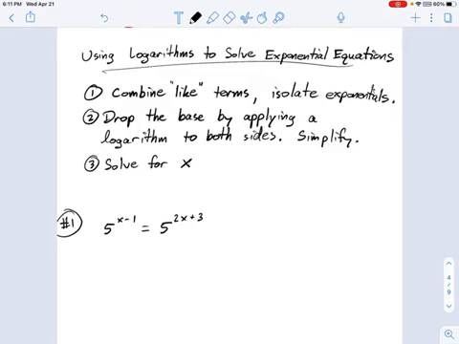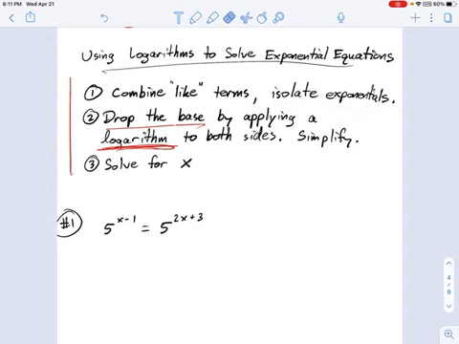So I want to look at 3 steps here. We're going to use these 3 steps going forward. First, you combine like terms and you isolate the exponentials. And then here's the important one. Instead of just dropping the base on each side because they're equal, we're going to drop the base by applying a logarithm to both sides. And then you simplify it and solve for x.